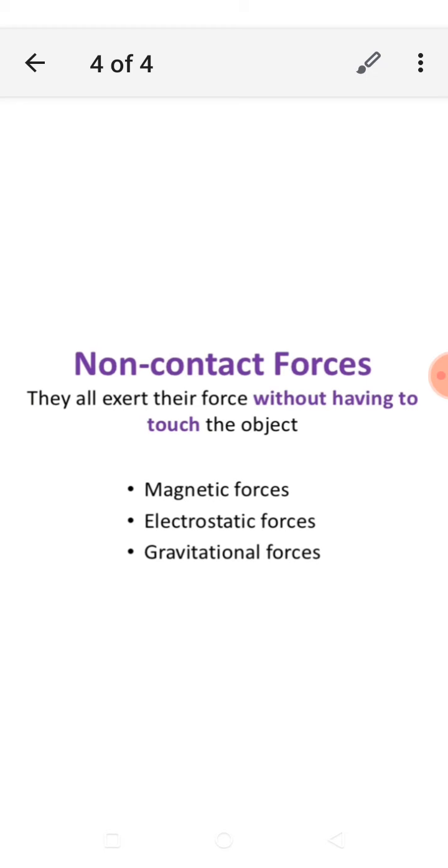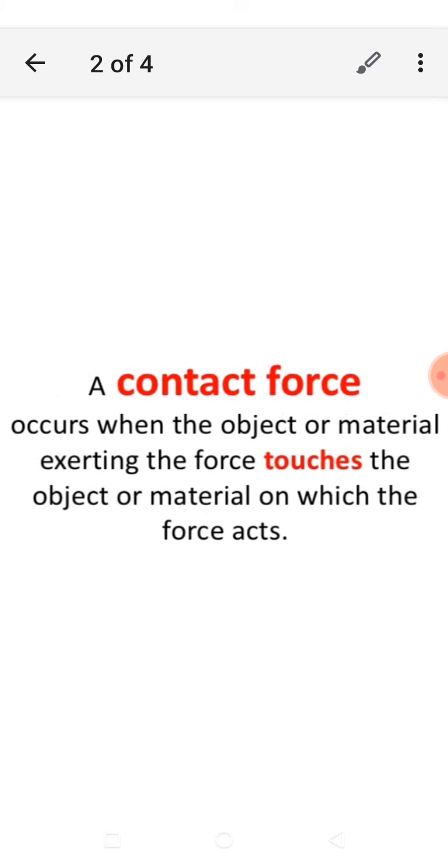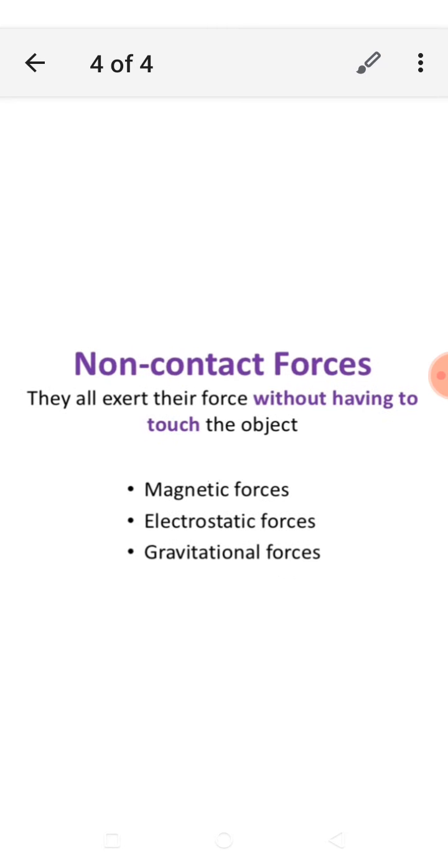So in this video lecture we learned the types of force: contact and non-contact force. Contact force is applied when two objects are touching, and non-contact force is applied when two objects are not touching each other. Then after this we will learn briefly about contact force, and after that non-contact force and its types, that is magnetic force, electrostatic force, and gravitational force.